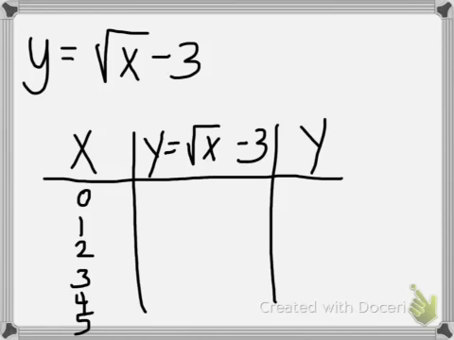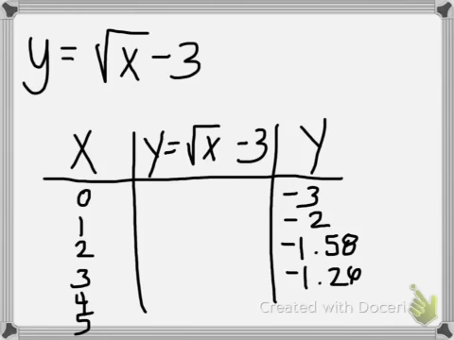After we plug in the numbers, you should get the numbers shown at right. For 0, you should get negative 3. For 1, you should have gotten negative 2. For 2, you should have gotten negative 1.58. For 3, you should have gotten negative 1.26. For 4, negative 1. And for 5, negative 0.76.